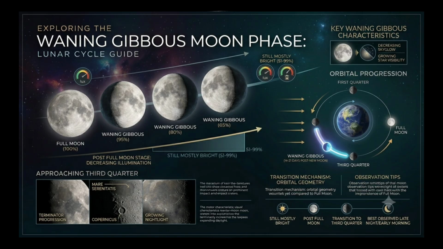Tidal forces gradually weaken from spring tide levels. The reduction in moonlight influences nocturnal ecosystems as animals adapt to darker conditions. For many species, this phase signals a transition period between the brightest and darkest parts of the lunar cycle.